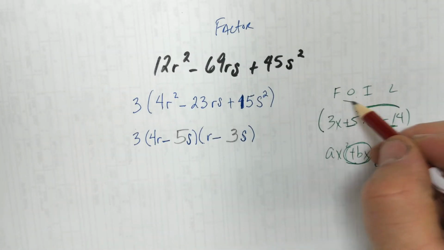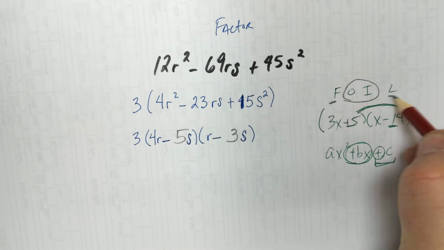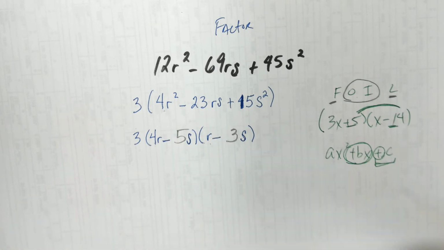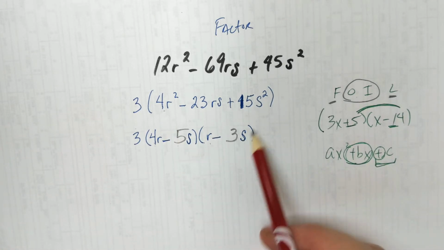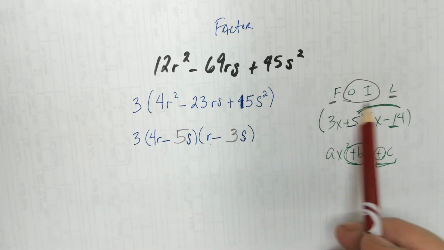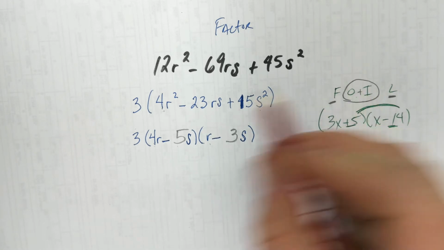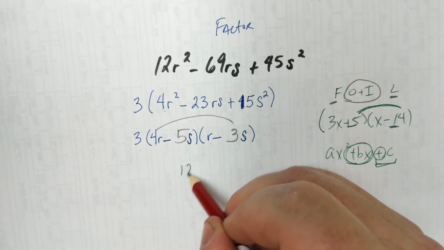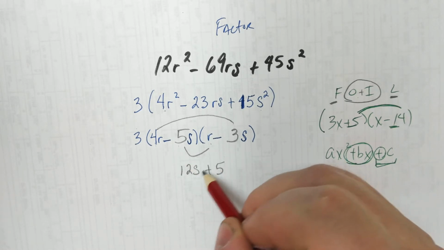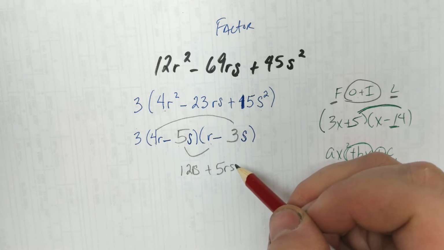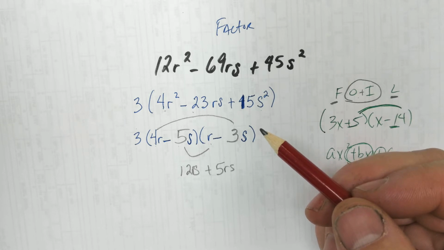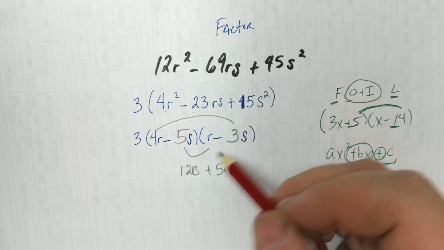Now, the way you check it, you only have to check the outside and the inside, because we use the first and last to guess. Like 4r times r is 4r squared, so no problem. And 5s times 3s is 15s squared. So we don't need to check the first and the last. We just got to check the outside plus the inside. So let's do that. That's 12 rs, and plus 5 rs, that's not 23, right? You see that doesn't work, right?